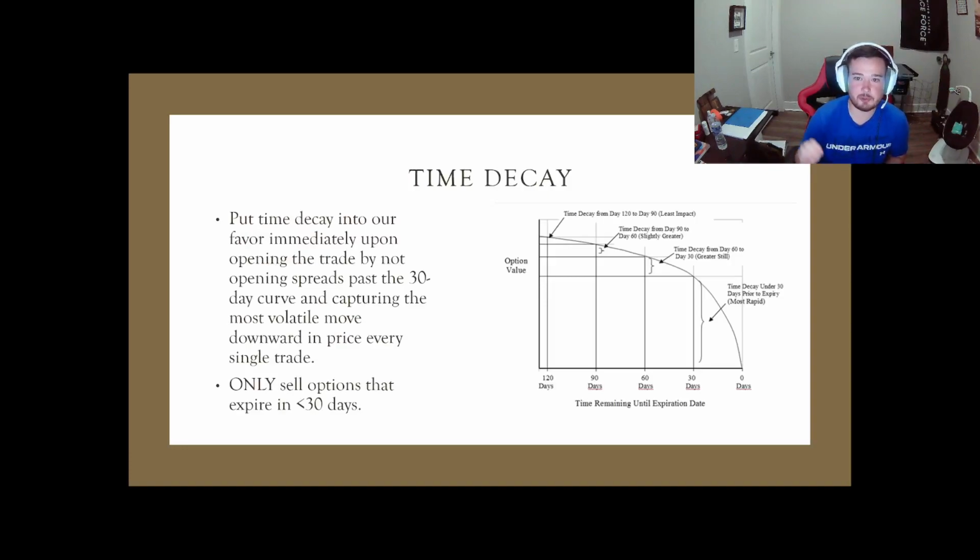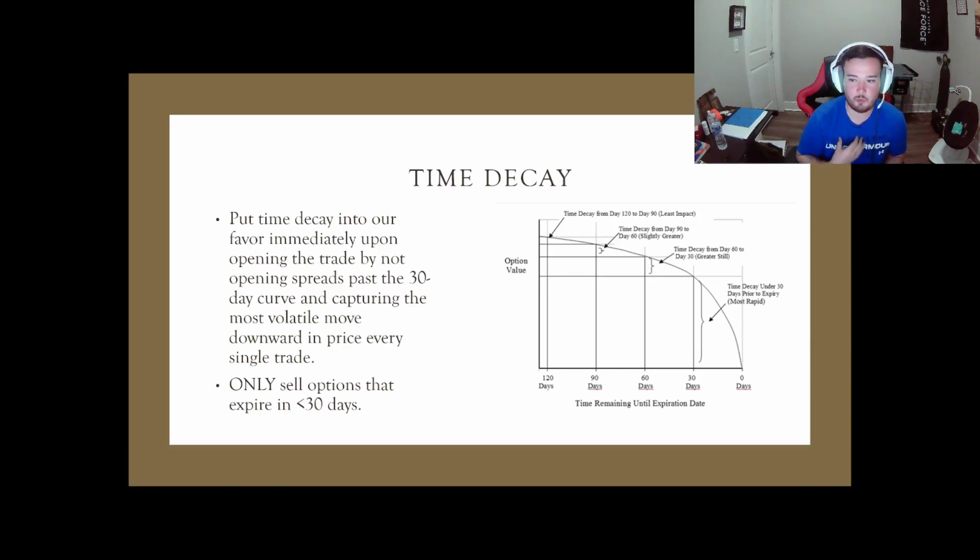This is how we abuse time decay. Like I said when I was describing the variables, we can put time decay into our favor immediately upon opening the trade by not opening spreads past the 30-day curve and capturing the most volatile move downward in price every single trade. Only sell options that expire in less than 30 days in order to abuse time decay.